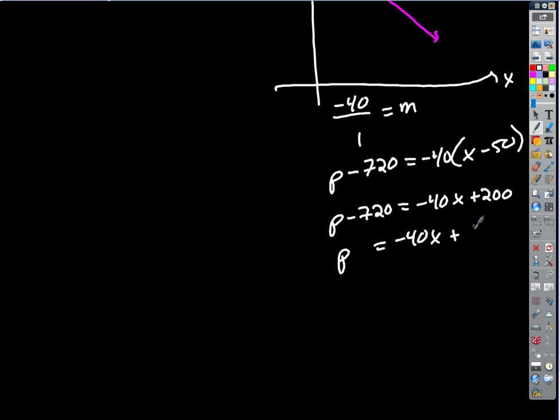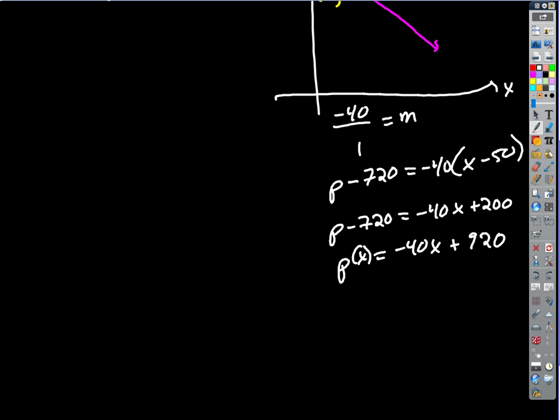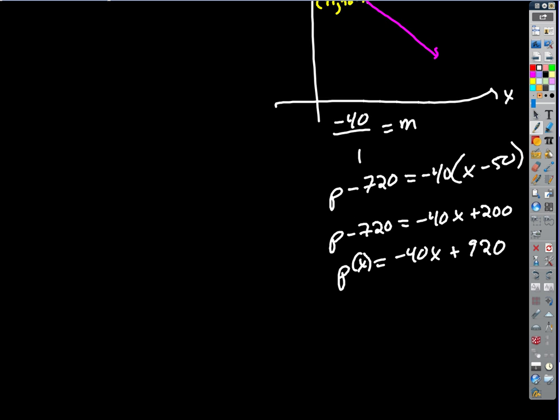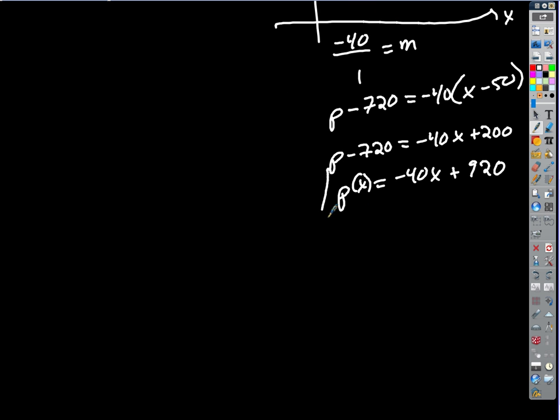If I add 720 to both sides, I get P equals negative 40X plus 920. Okay, does that make sense? So there's P of X. Okay? That looks good. So there's my demand function.